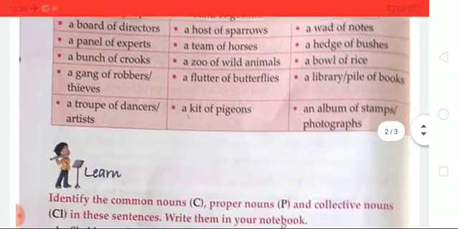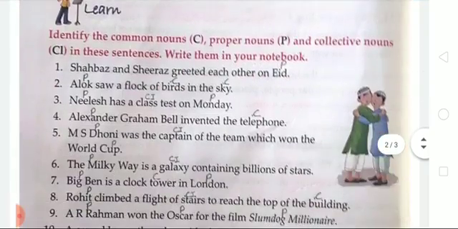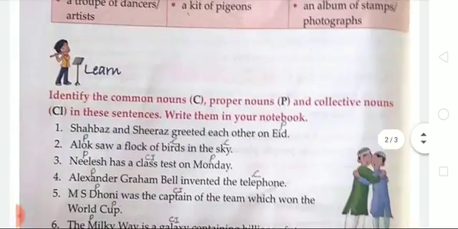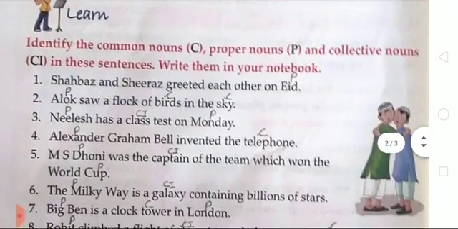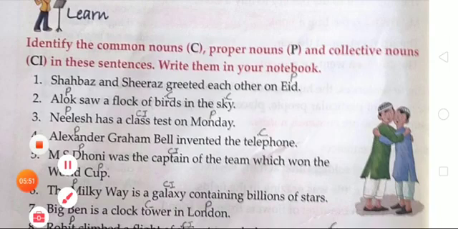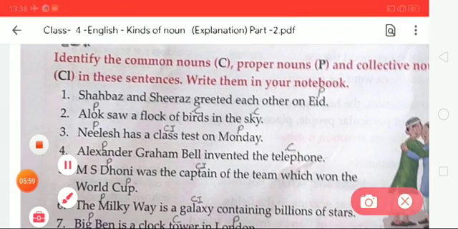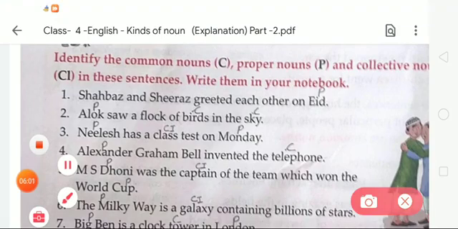Now we are moving to the exercises given on page number 24. Here is the first exercise of this chapter. We're going to solve this exercise according to our knowledge of nouns and kinds of nouns. So what will we do in this exercise? Dear students, you have to identify the common noun, proper noun and collective noun.